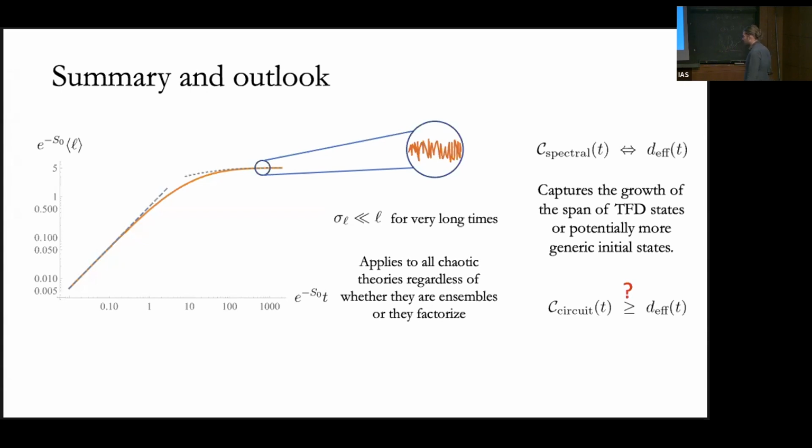Now, one question that I would like to ask this audience is whether there's any chance to connect, since the time behavior of both the effective dimension and circuit complexity looks so similar, I'd like to ask whether there's any chance to connect the effective dimension to the circuit complexity, at least in some circuit models. Perhaps this effective dimension places the lower bound.